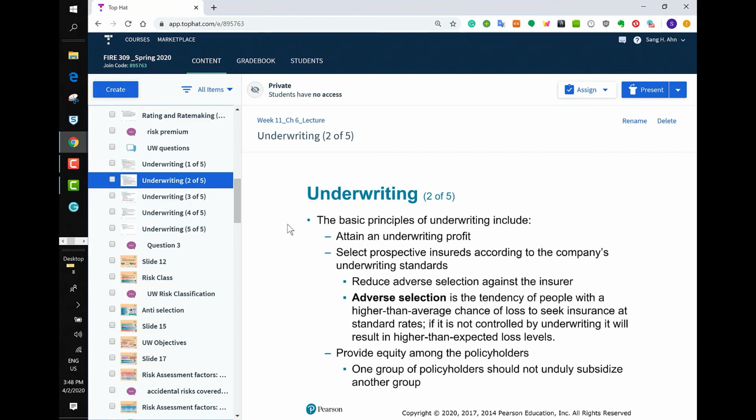A final underwriting principle is equity among the policyholders. This means an equitable rate should be charged, and each group of policyholders should pay its own way in terms of losses and expenses.